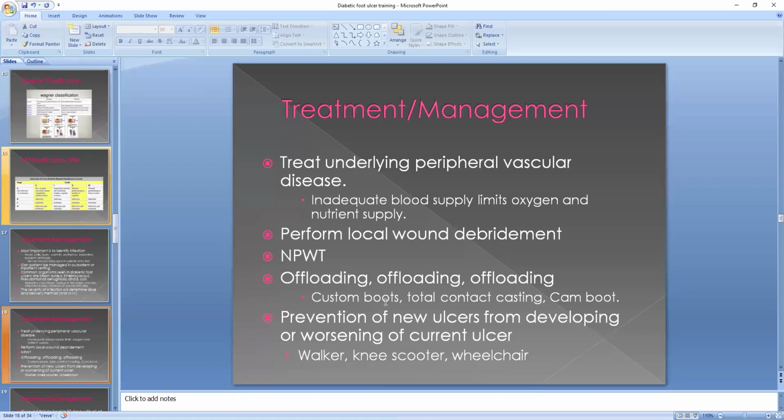So just so you guys understand, the boots are great, but the patient can take it off. And they're going to take it off, and they're going to walk without it. With total contact casting, they can't remove it, so they're going to do better. And they always do, but they'll figure out a way to get out of it somehow. If you can keep the patient off their foot or adequately offload it, I mean they can walk on it, but the cast is distributing the weight, they'll do better. So the idea is prevention. You want to keep new ulcers from forming, and you want to prevent worsening of the current ulcer. Other ways to offload: walker, knee scooter, wheelchair, whatever it takes.